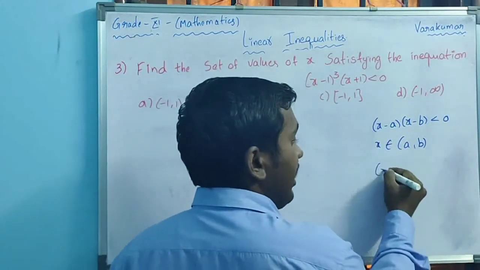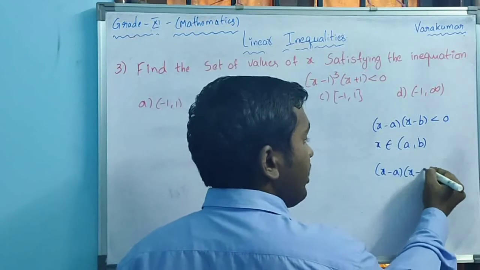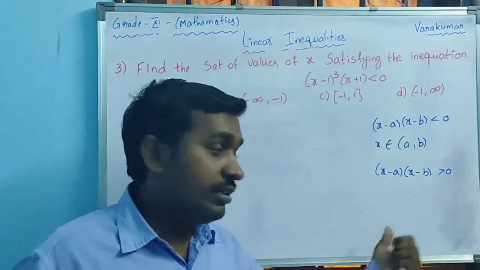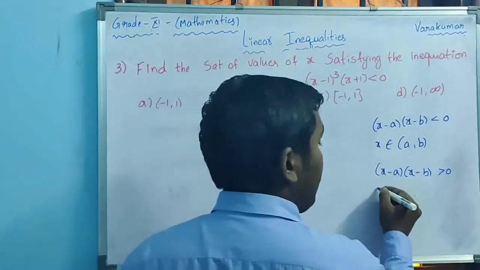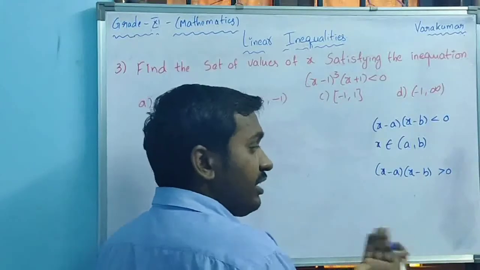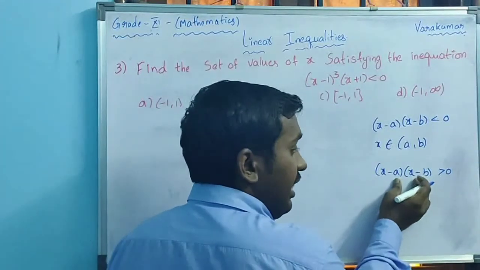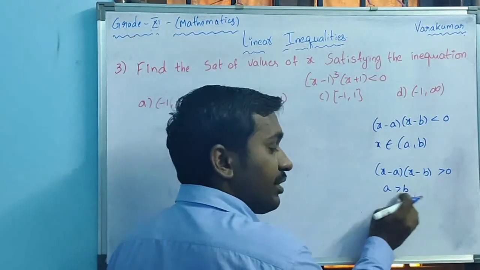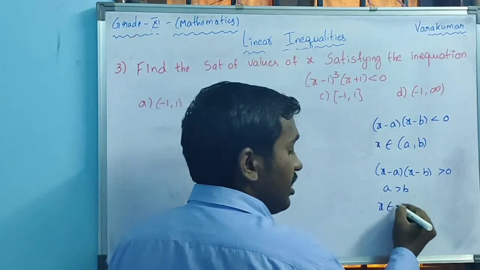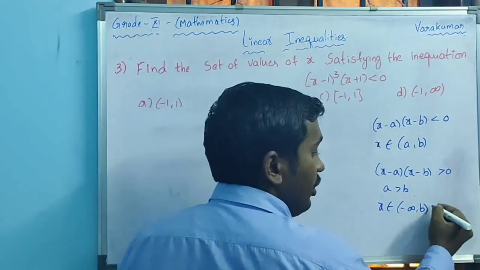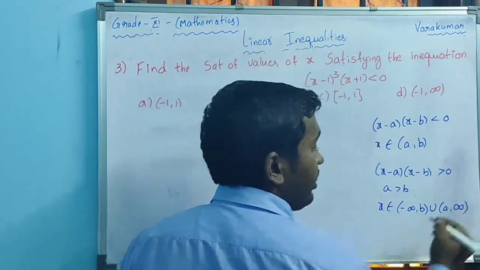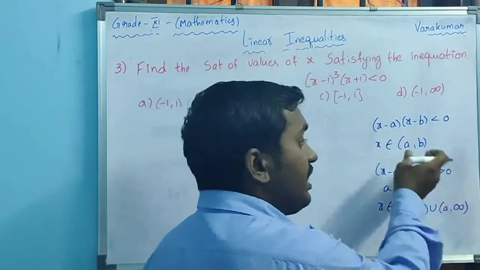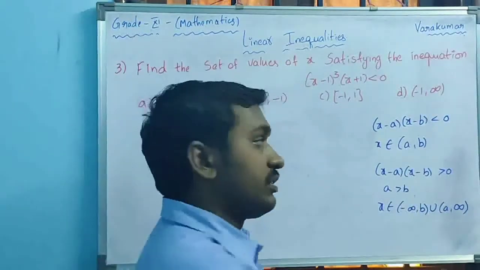Another case: (x minus a)(x minus b) greater than 0. Here again a and b are critical points, but since it is greater than 0, x does not lie between a and b. So if a is greater than b, then x belongs to minus infinity comma b union a to infinity. This applies for less than or equal to and greater than or equal to as well; instead of open brackets, you write closed brackets.